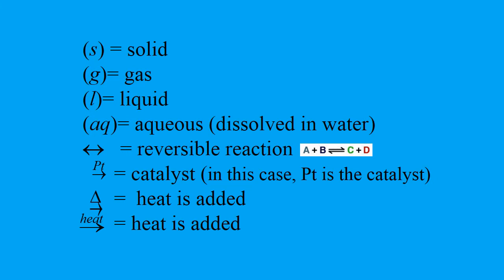A catalyst is something that speeds up a chemical reaction, and the catalyst remains unchanged at the end of the chemical reaction. So in this case, platinum is required for this reaction to occur, or it speeds up that reaction. But in the end, platinum, which is a catalyst here, will not be changed. Then we have either heat is added. We have this one here with a delta sign, a triangle, tells us heat is added, or we can simply put the word heat at the top of the arrow.